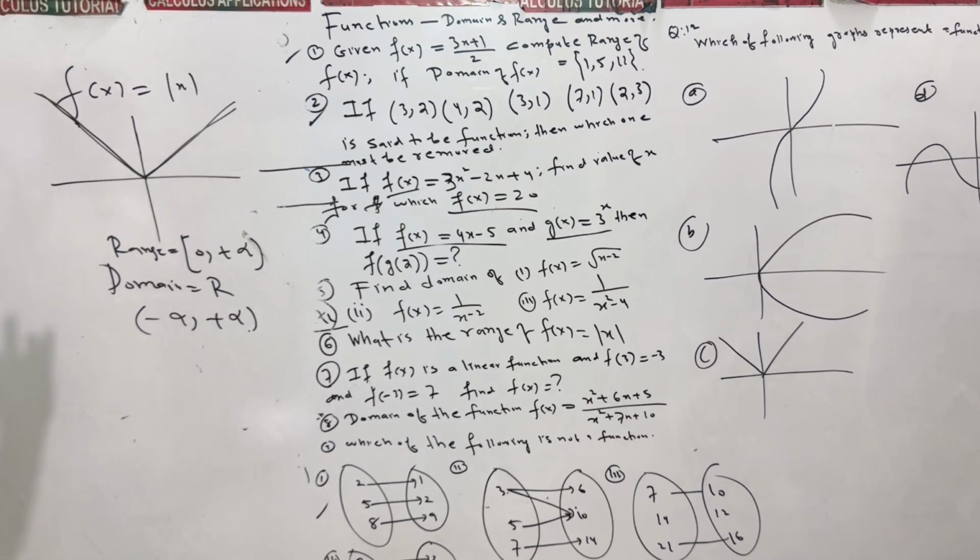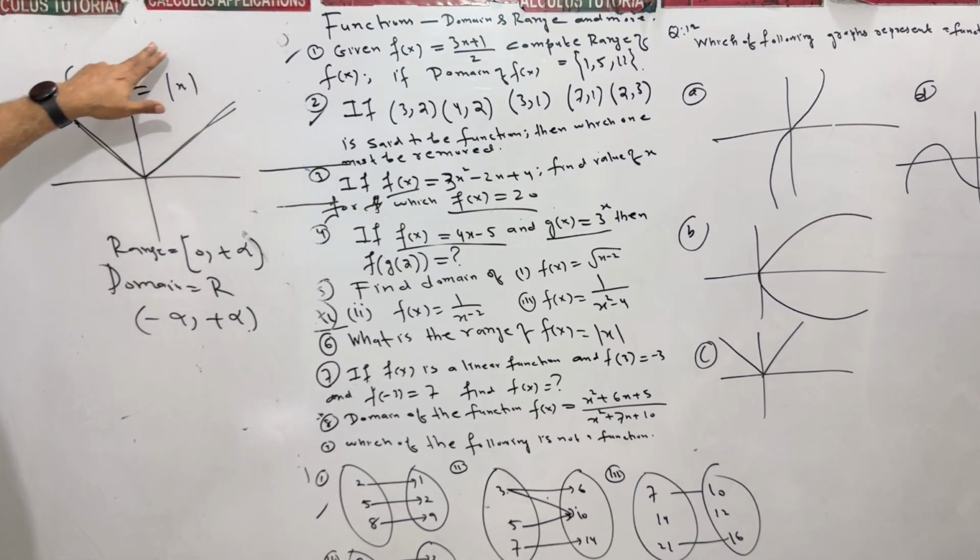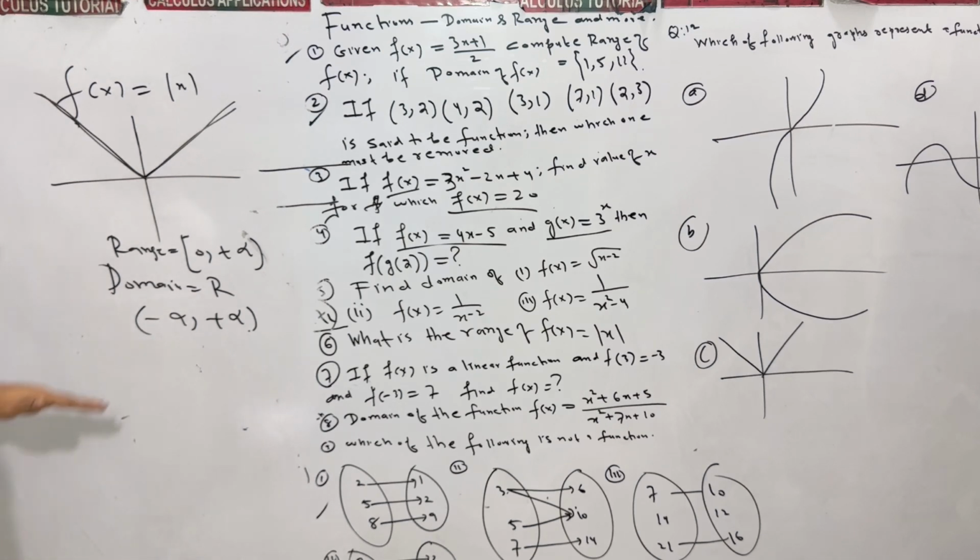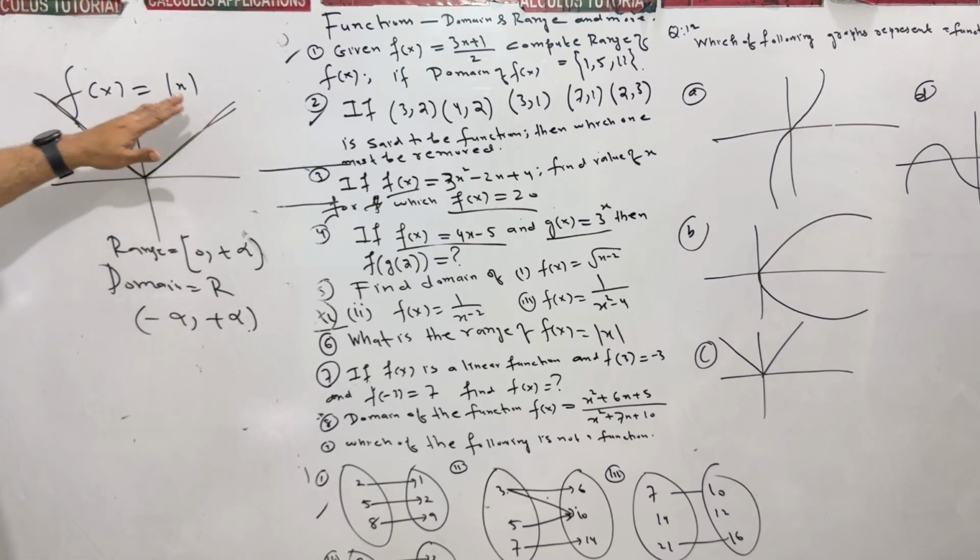In the case of the domain, we have to avoid two things: a root, which never takes a negative quantity, and a denominator, which is never 0. Here there is no root and there is no denominator. It's okay, cool.